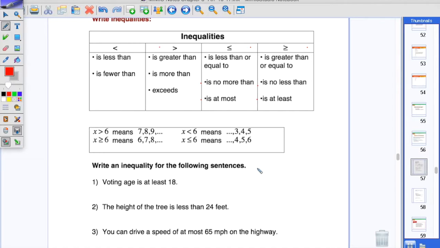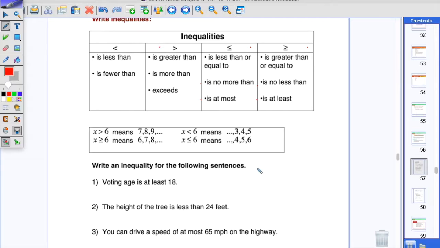X less than 6 means that it is not 6. It's any number less than 6, like 5, 4, 3. Anything to the left of 6. X less than or equal to 6 means anything to the left of 6 on your number line and equal to it, like 6, 5, 4, 3, 2, and so on. Inequalities are different than equations. Inequalities have more than one solution, whereas equations only have one solution.